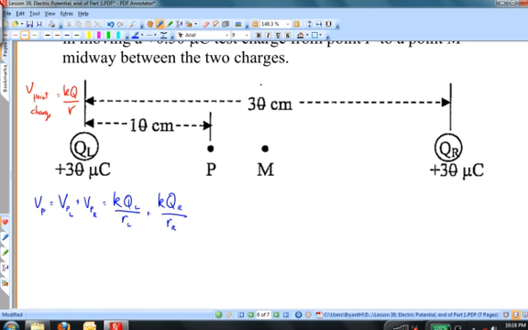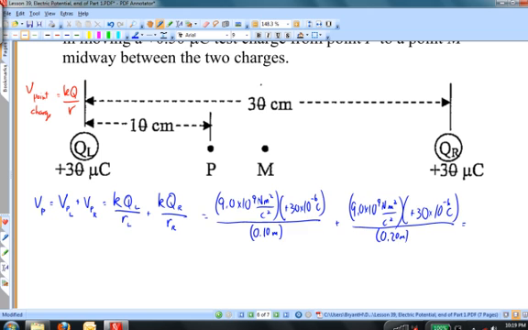Let me recognize that the distance from the left-hand point charge to P is 10 centimeters or 0.1 meters. And from the geometry in the diagram, the distance between the right-hand charge and point P is 20 centimeters or 0.2 meters. So now I can put these numbers in and figure out a total potential at point P due to the 2. Now I put the numbers into my calculator, and I get that the total potential at point P due to these 2 charges is 4.05 times 10 to the 6 volts.